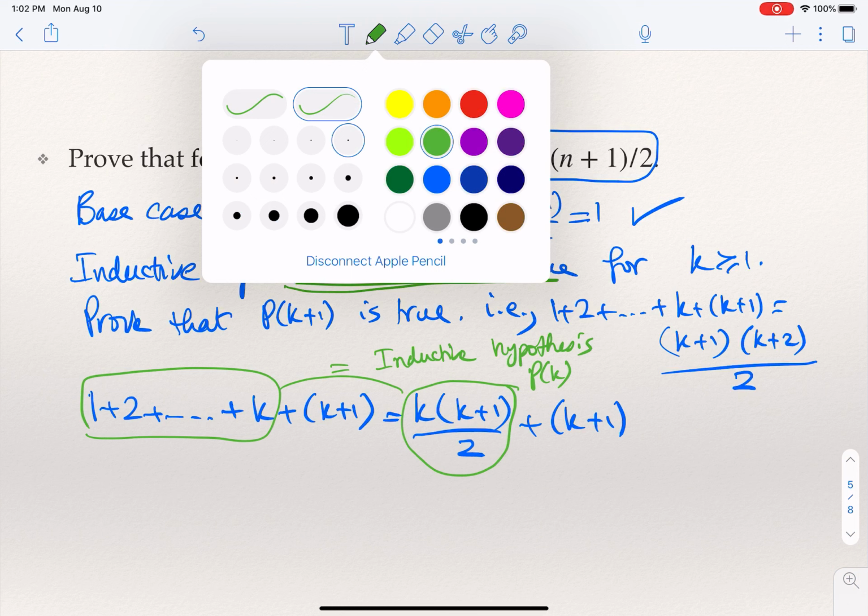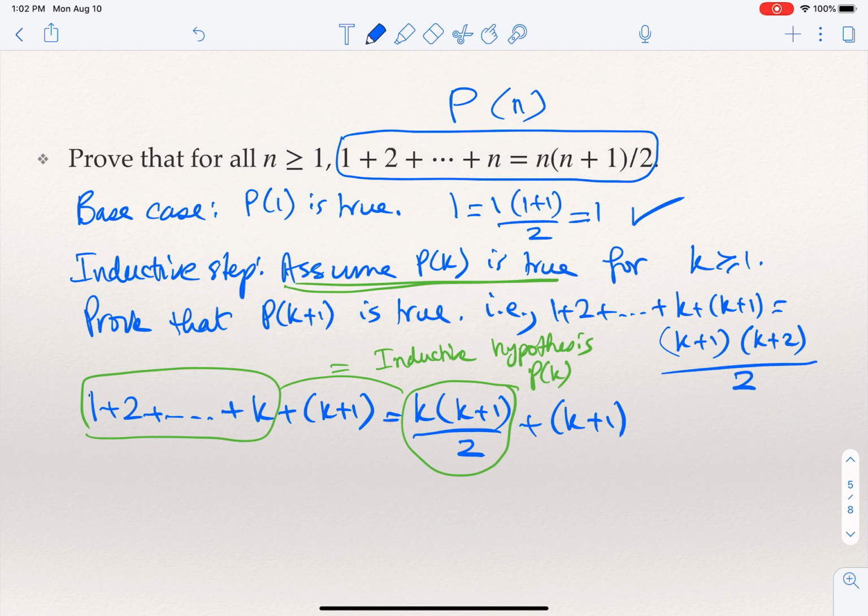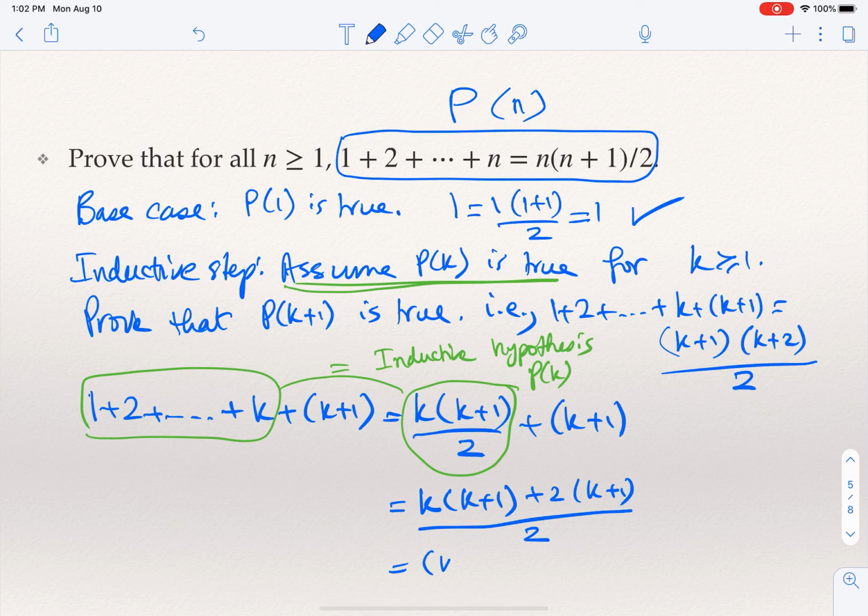And now I continue just to simplify this. So k, now this is k times k plus 1 times 2k plus 1, divided by 2. And this is k plus 1 times k plus 2, divided by 2. And this is exactly what we wanted to show, that the sum of the numbers from 1 to k plus 1 is k plus 1 times k plus 2 divided by 2. In other words, we showed that P of k implies P of k plus 1.